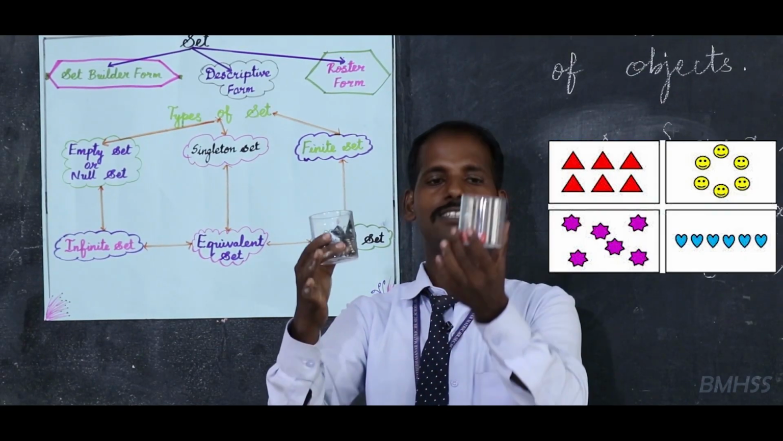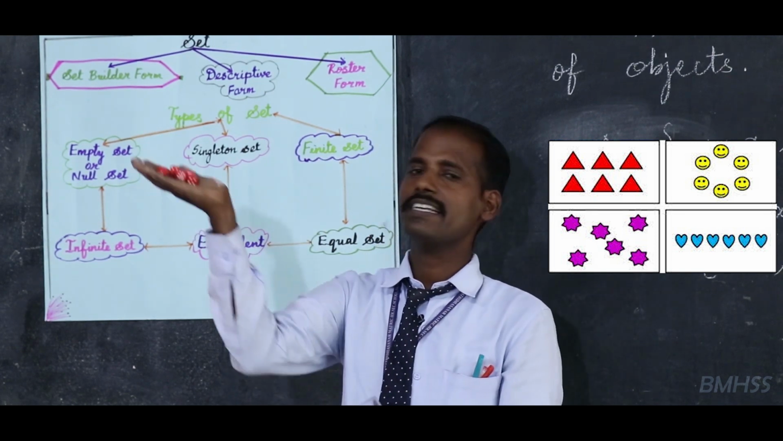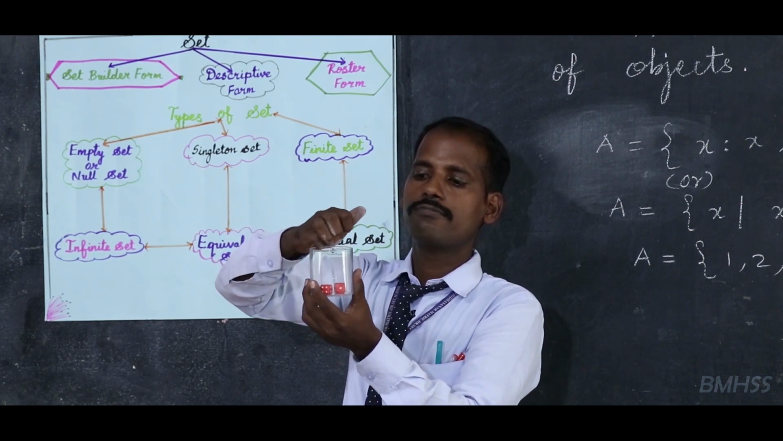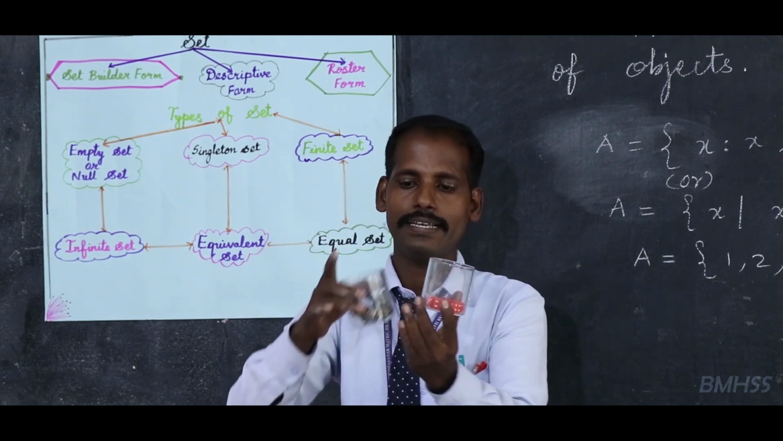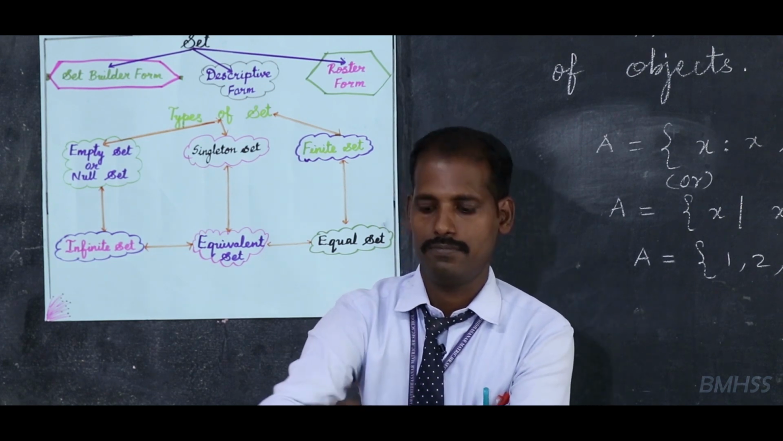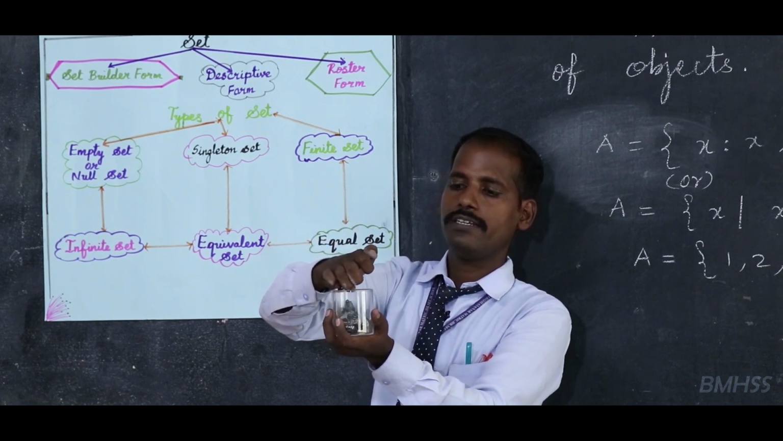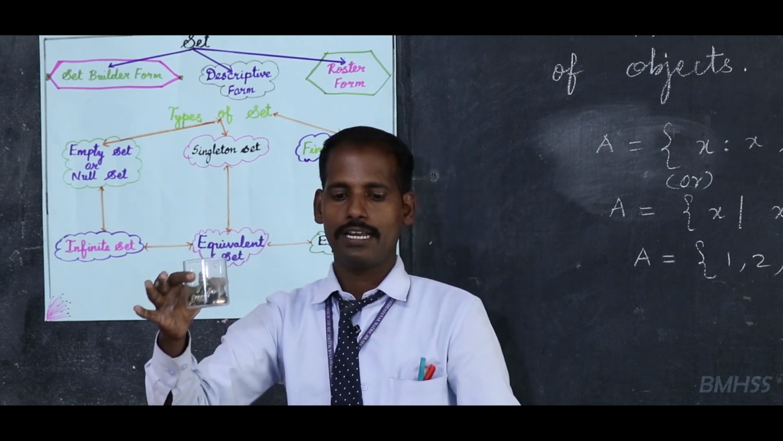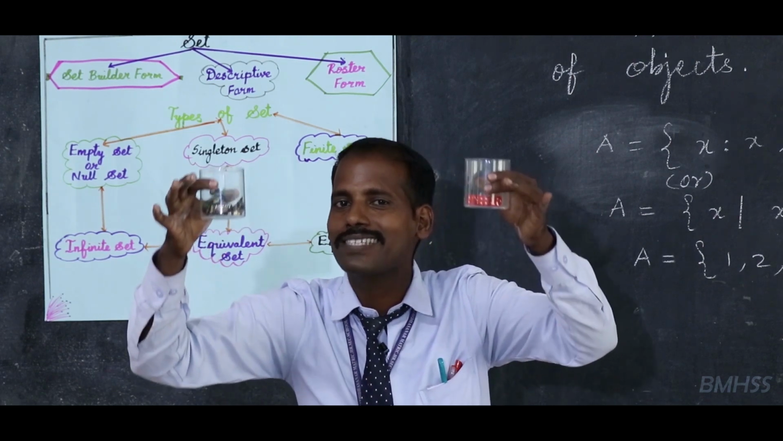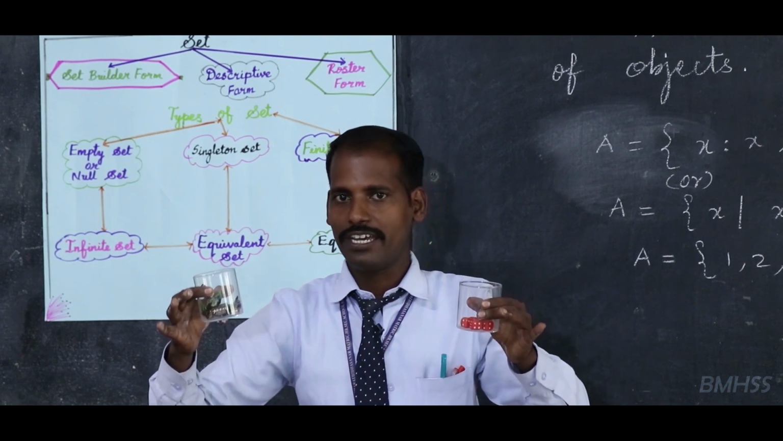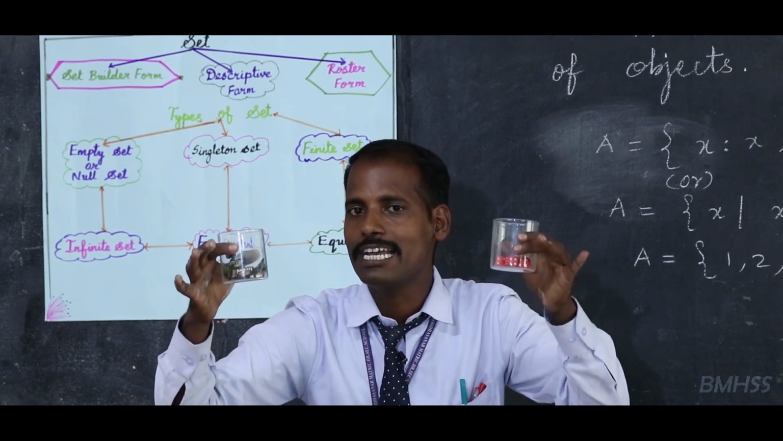Now equivalent set. This is set A, this is set B. Here set A is dice. How many dice are in A? 1, 2, 3, 4, 5. So 5 elements. This is set A. The other set is one chocolate, 2 chocolates, 3, 4, 5 chocolates. So this is also 5 elements. Set A has 5 elements, set B also has 5 elements. So the number of elements is the same, it is equivalent set. When comparing two sets, if the number of elements is the same, it is equivalent set.